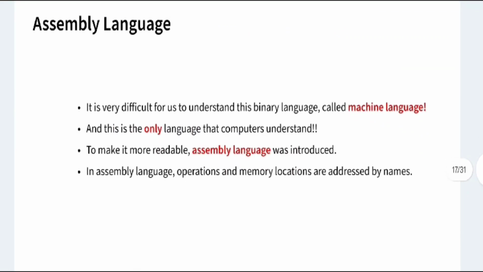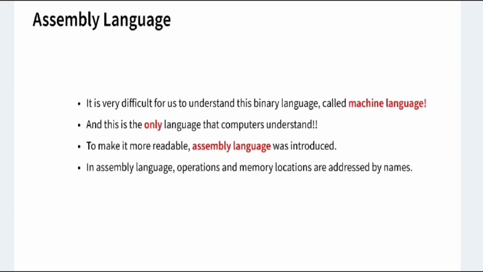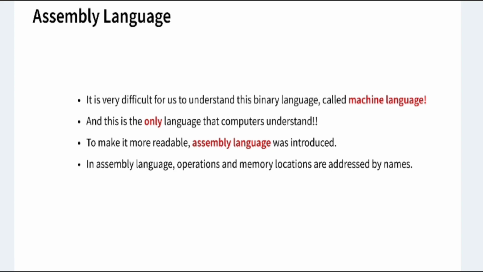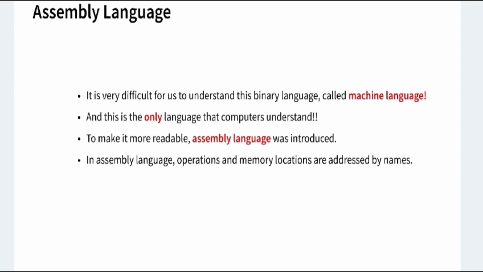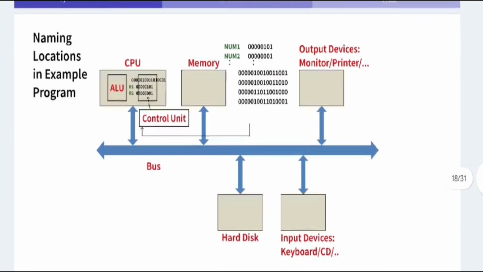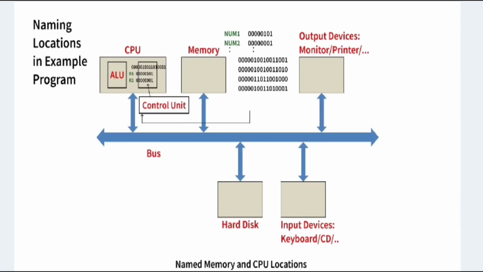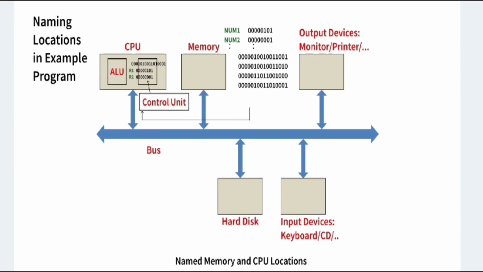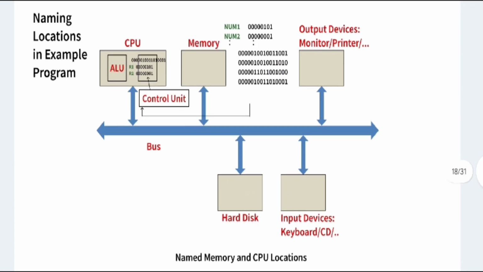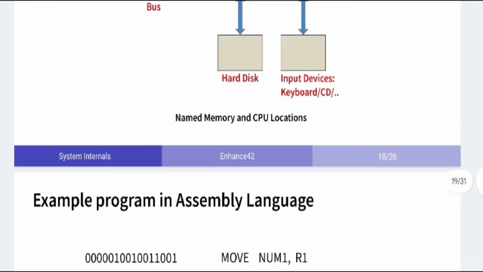Let's go into assembly language. It is very difficult for us to understand this binary language called machine language, and this is the only language that computers understand. To make it more readable, assembly language was introduced. In assembly language, operations and memory locations are addressed by names. Naming locations in the example program: num1 and num2 are the two location names that we have given, and r1 and r2 are the location names given in the CPU. And we name memory and CPU locations in different ways.